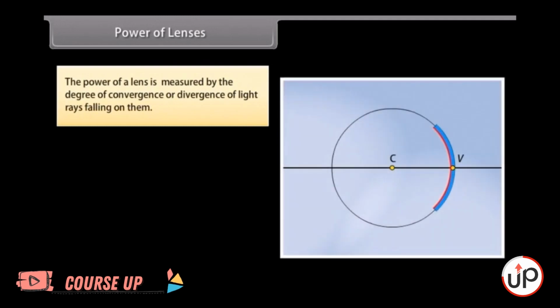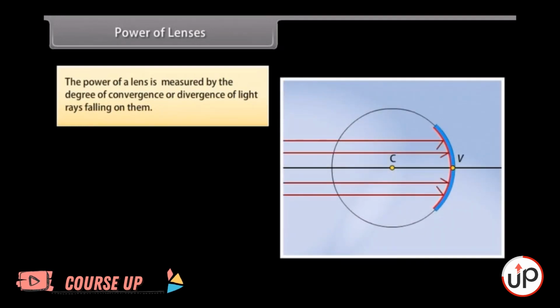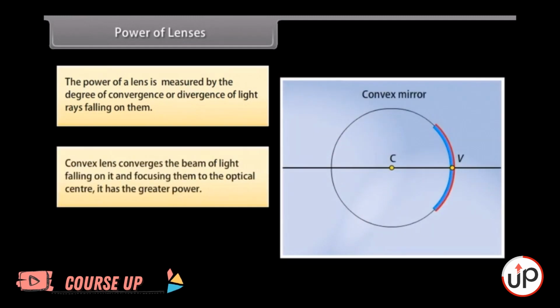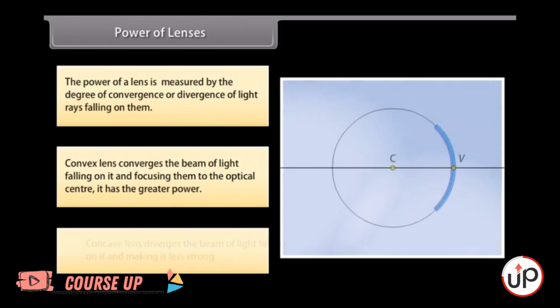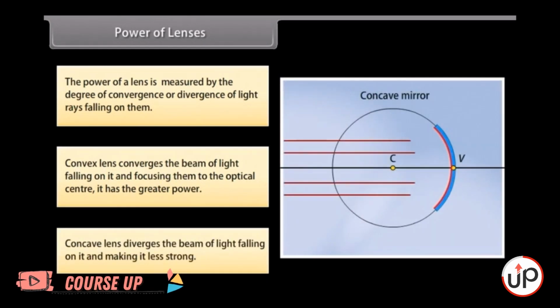Power of lenses. The power of a lens is measured by the degree of convergence or divergence of light rays falling on them. A convex lens converges the beam of light falling on it and focuses it at the optical center. It has the greater power. A concave lens diverges the beam of light falling on it, making it less strong.